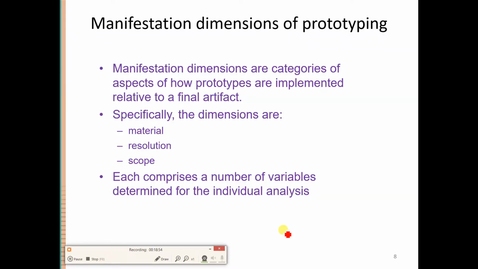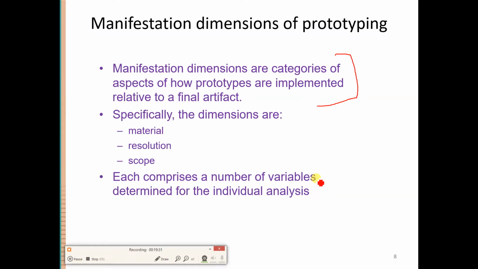Now let's talk about the manifestation dimension of the prototype. So what is the manifestation dimension? Manifestation dimensions are the categories of aspects of how prototypes are implemented, related to the final artifact. Sometimes we create the prototype using the same material as the final product will be. For example, if we are creating a prototype using the Java programming language, and our final product also uses Java, we can say that they use the same kind of material.